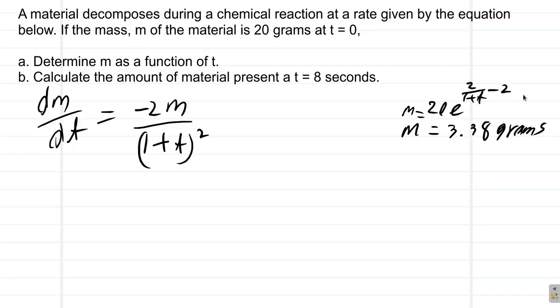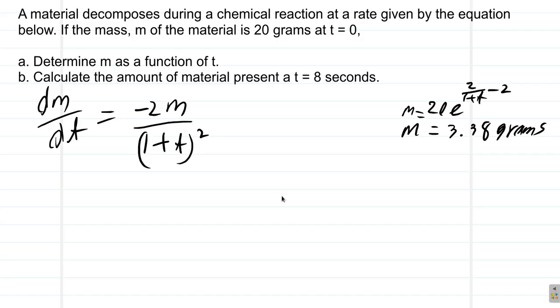I had worked it out previously, and I got m is equal to 20e to the 2 over 1 plus t minus 2. And that's for part A. And for part B, I got m equals 3.38 grams. Alright? So I want you to pause the video, write down the question, make an attempt at it, and provided I didn't make any mistake, you should get similar answers.